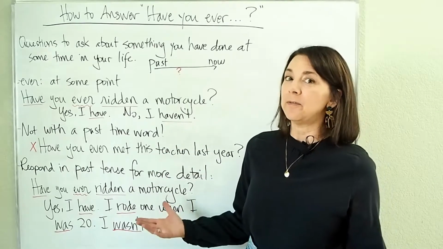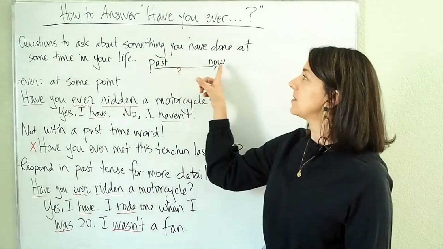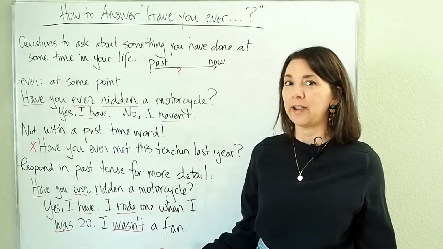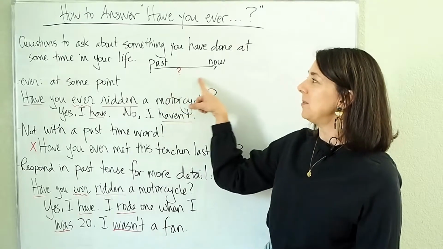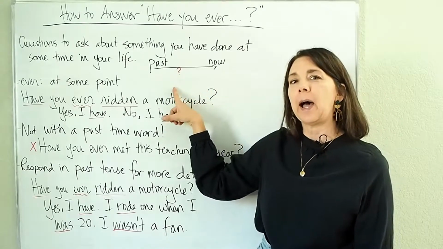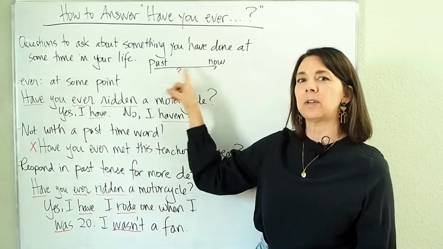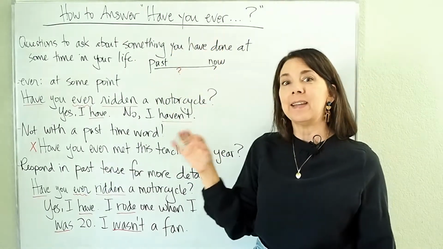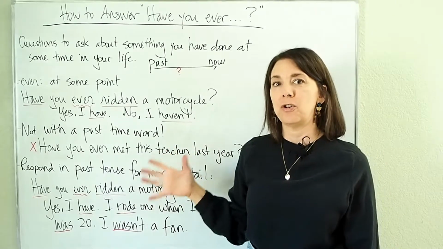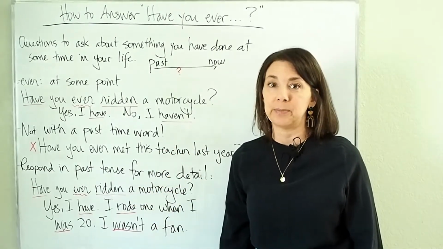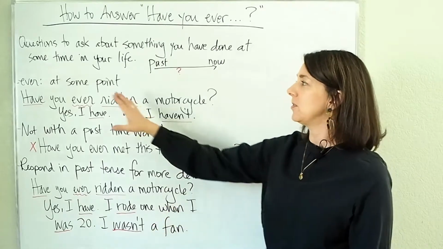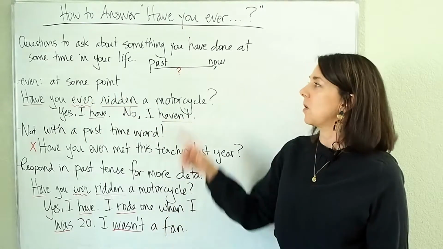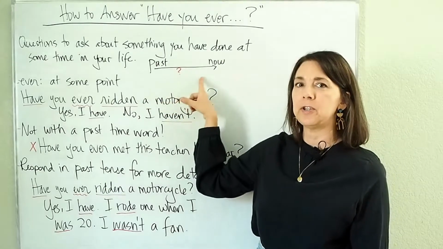We use have you ever questions to ask about something that you have done at some time in your life. Notice the timeline here, that this event happened at some time in your life in the past. But when you ask this question, the exact time is not known, and that's why we use present perfect. For example, you can ask, have you ever ridden a motorcycle? So I'm asking about some time in your life.